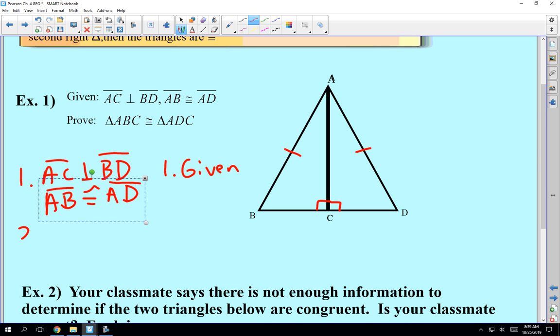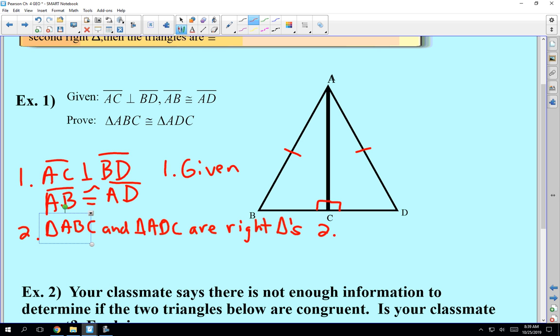We're going to go ahead and in step 2 write down the fact that triangles ABC and ADC are right triangles. So write that down next. Triangle ABC and triangle ADC are right triangles. And that's by definition of what it means to be perpendicular. This perpendicular creates two right angles and therefore right triangles. So we'll just put definition of perpendicular.